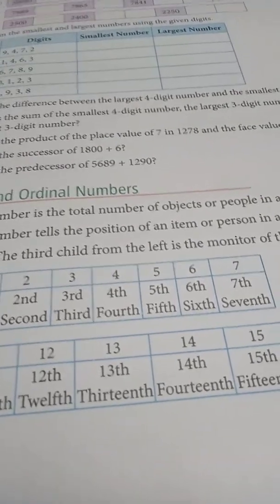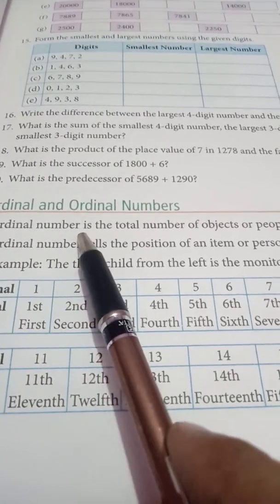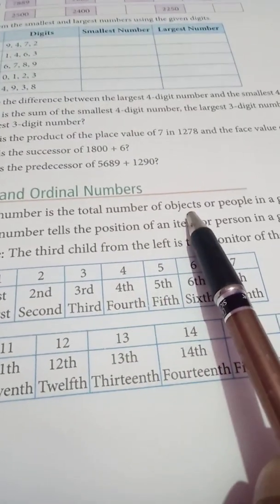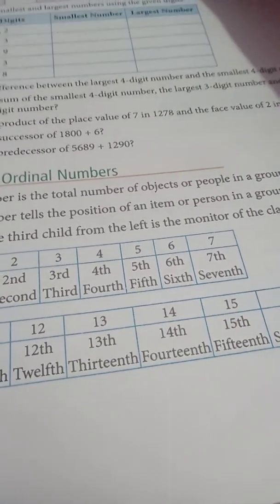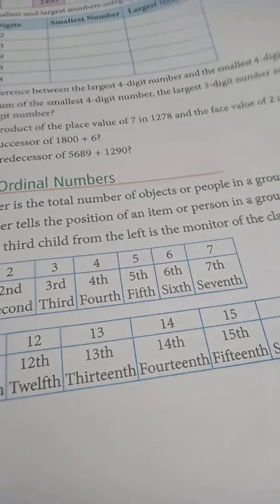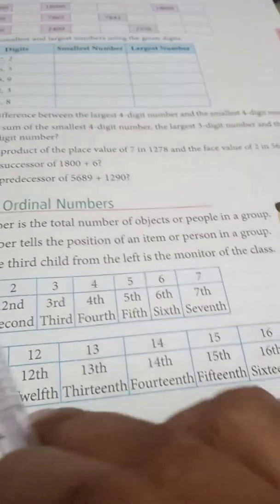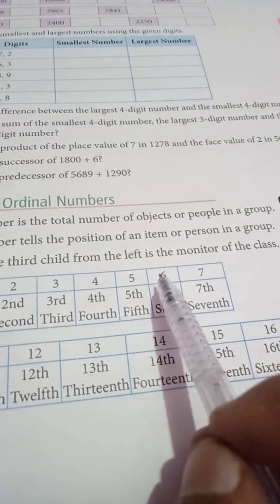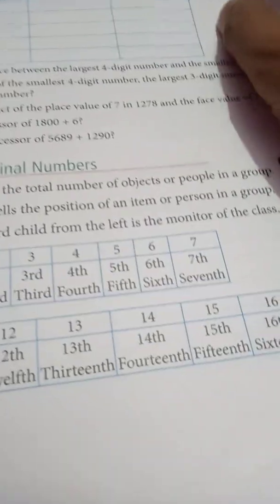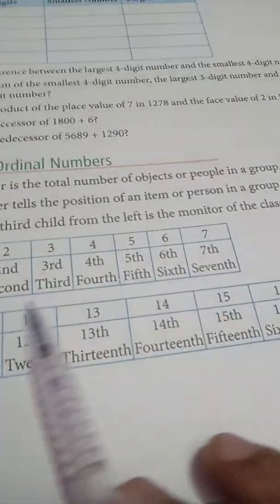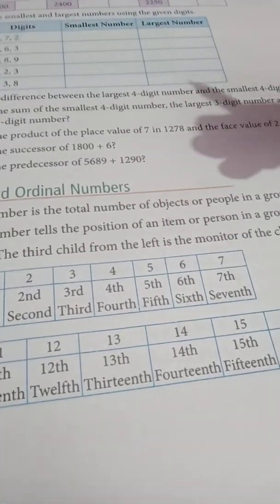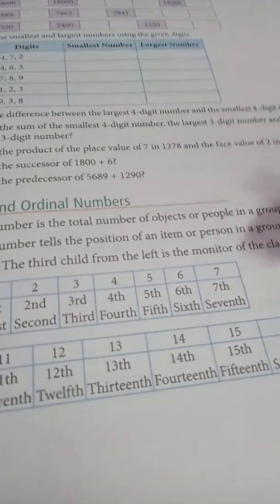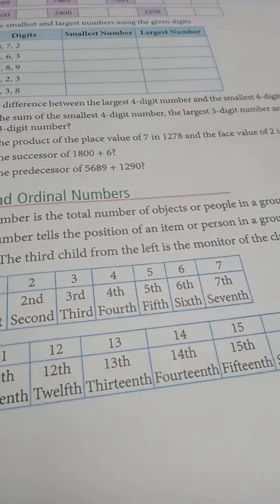What is a cardinal number? A cardinal number is the total number of objects or people in a group. For example, 1, 2, 3, 4, 5, 6, 7, 8, 9, 10, and so on. All these are cardinal numbers that represent the total number of objects or people in a group.